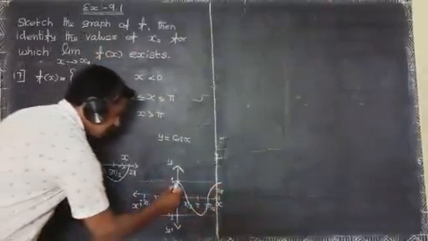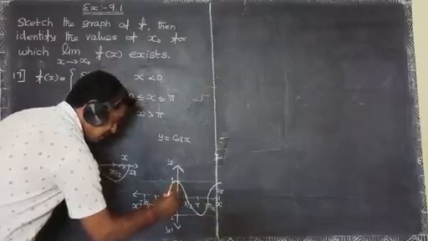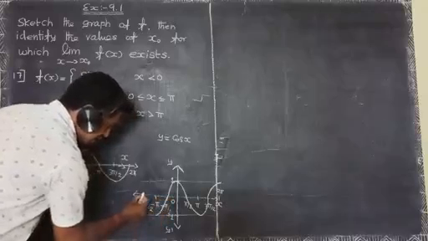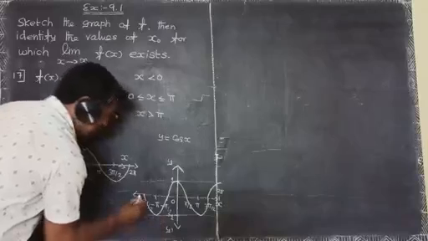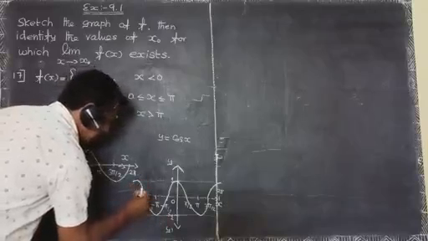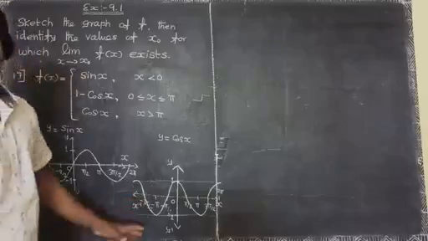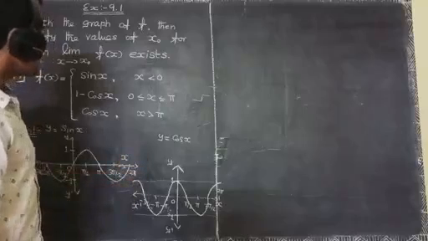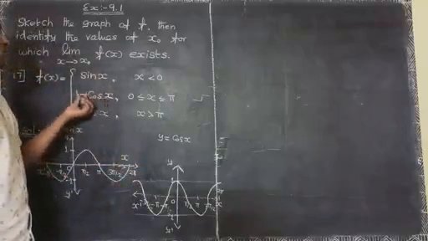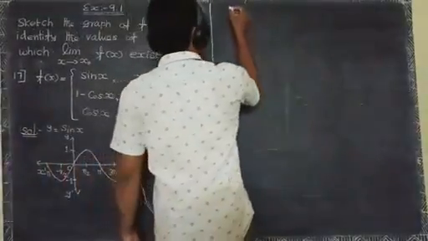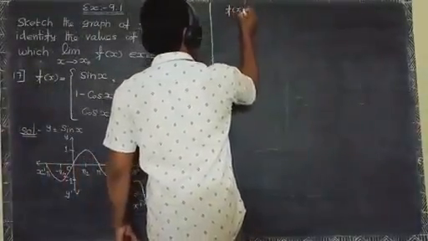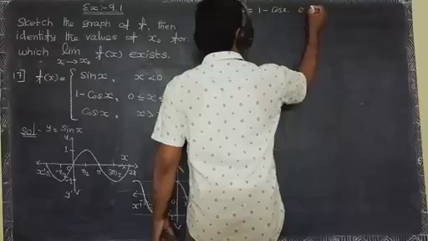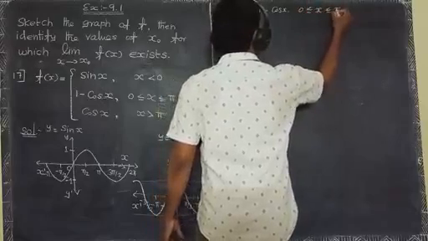Here cos of minus pi by 2 is 0, cos of minus pi is minus 1, cos of minus 3 pi by 2 is 0, cos of minus 2 pi is 1. This is the cos x curve. Then the another function, f of x equals 1 minus cos x in the interval 0 less than or equal to x less than or equal to pi.